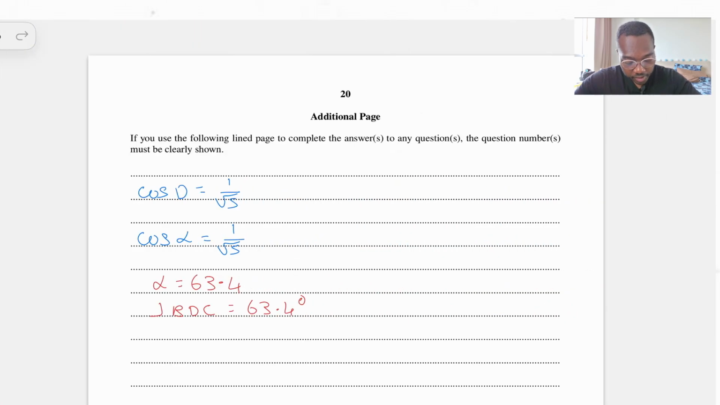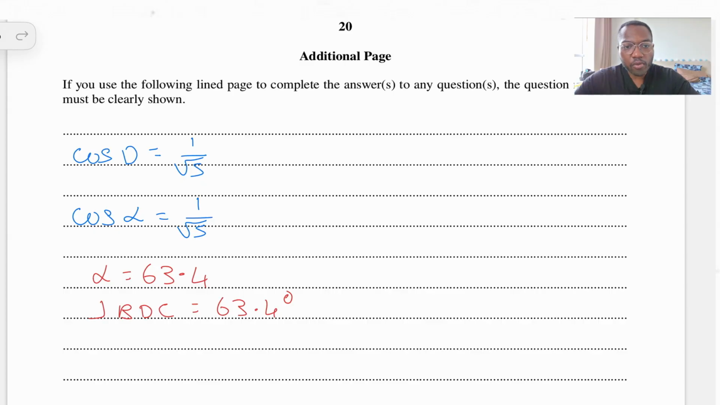But yeah, that will be it for this paper. Overall, a nice paper. Maybe a few questions were a bit tricky. I think maybe the angle question on question 10, maybe you've never seen that before. But other than that, overall, a nice paper.